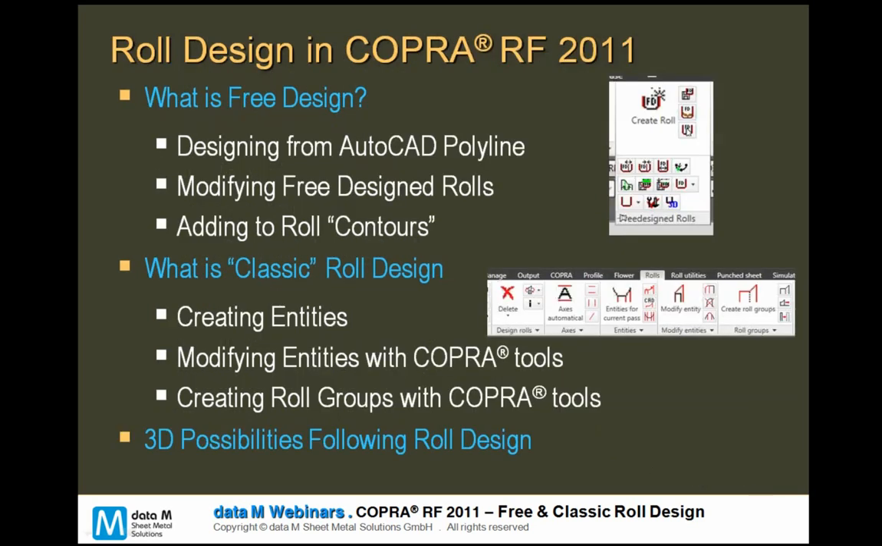Following this, we'll move on to free design, discussing what free design is, and essentially designing from AutoCAD polylines, then modifying these polylines and free design rolls with AutoCAD and Copra commands. And then we'll look at adding to these roll contours, maybe some additional clearances for crimps, etc. Then we'll discuss what classic roll design is and creating entities for classic roll design, then modifying these entities in roll groups with Copra tools. And then, following this, we will discuss the 3D possibilities following roll design.